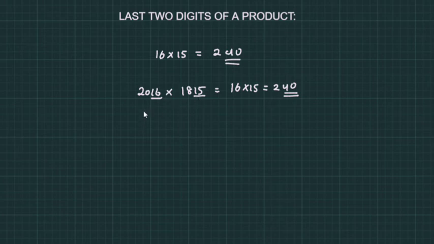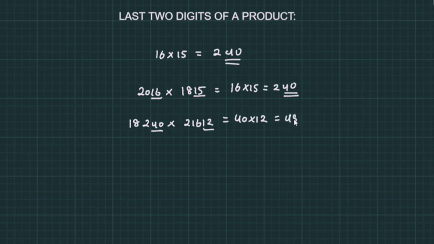So let's take another example, 18,240 into 21,612. If you want to find the last two digits of this one, take 40 into 12, because 40 is the last two digits over here and 12 is the last two digits here. So 40 into 12 is nothing but 480, in which the last two digits are 80. So 80 will be the last two digits of this 5-digit product.